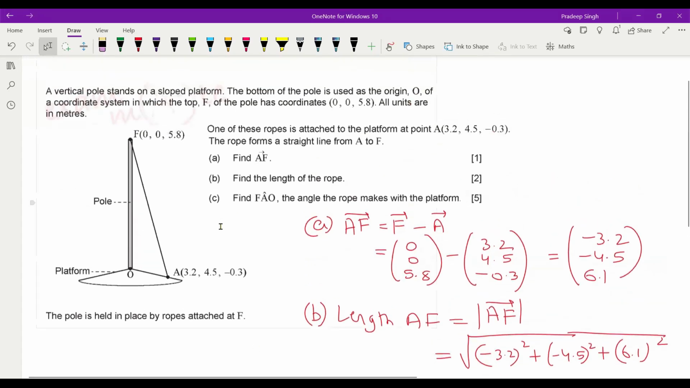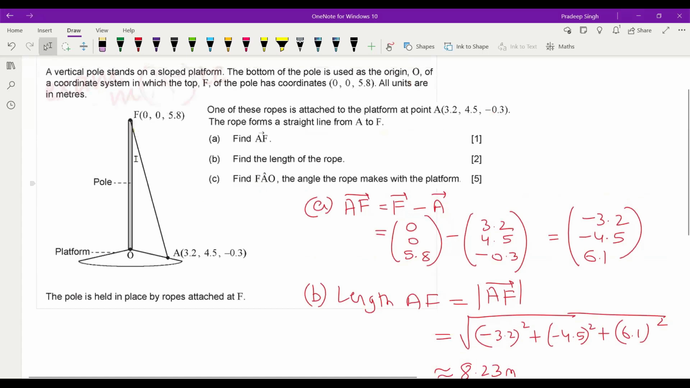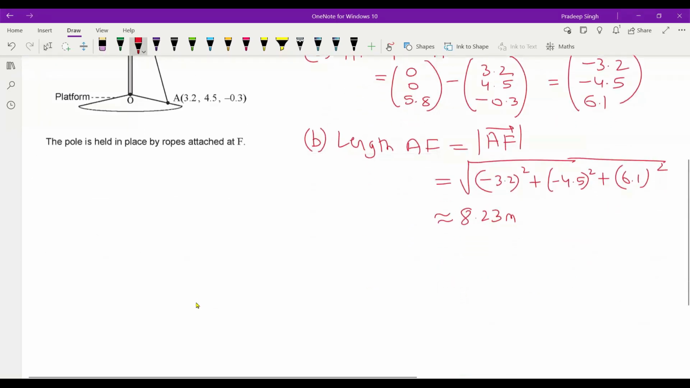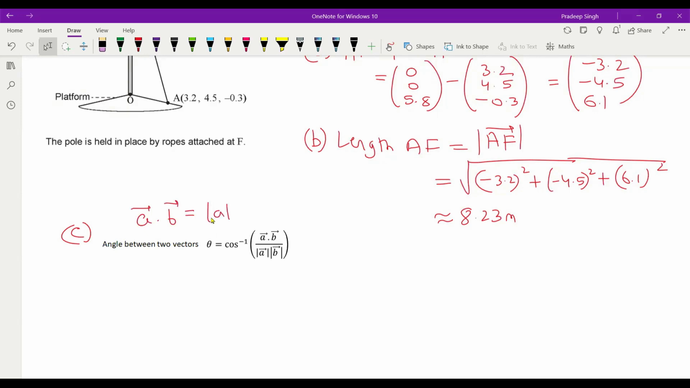Coming to the C part. In C part, we are supposed to find the angle FAO. And how do we find angles? We will use the principle of dot product. So let's move ahead. For part C, let's revise the concept. How do you even find the angle between two vectors? Using the dot product. Since we already know the formula of dot product, A dot B is mod A mod B into cos theta. So if we make theta the subject, we will get cos inverse of A dot B in the numerator, and in the denominator, you have the magnitudes of both the vectors.